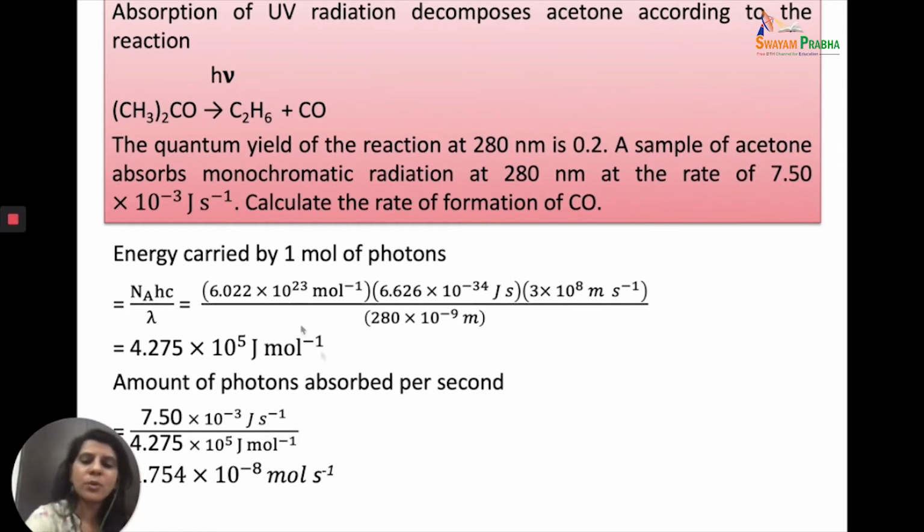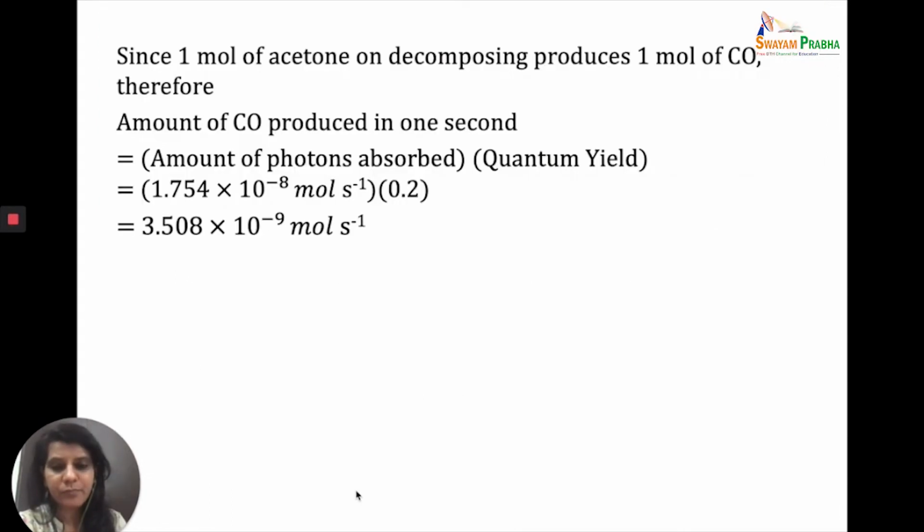Now we know that the total energy absorbed is 7.5 into 10 to the power minus 3 joules per second. So we can get the amount of photons absorbed per second by dividing this with this. So we get the moles absorbed per second. Now we know that 1 mole of acetone was decomposing to give you 1 mole of carbon monoxide.